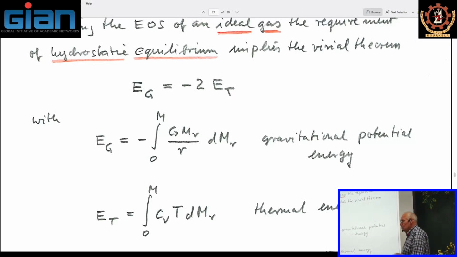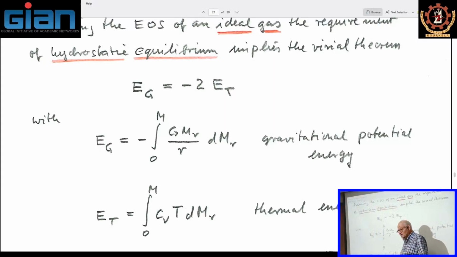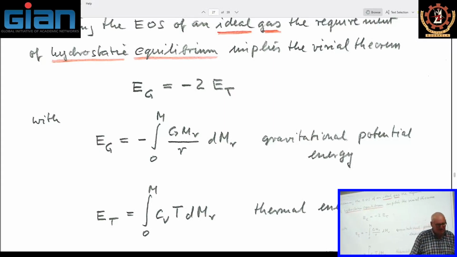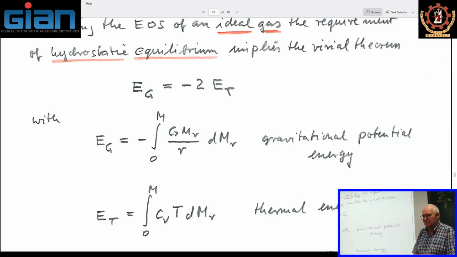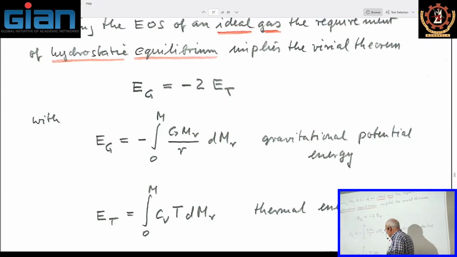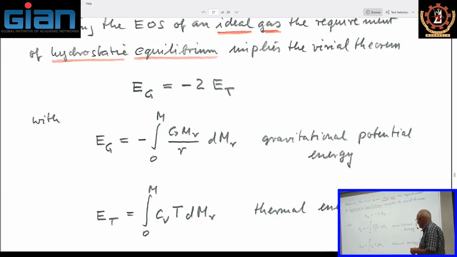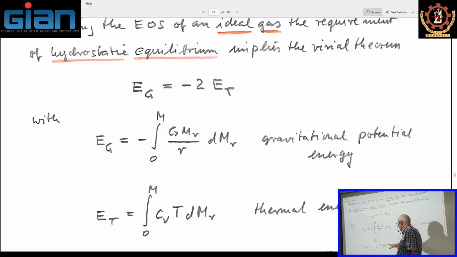The thermal energy, on the other hand, may be expressed by the integral over the heat content, which in this case is written by the specific heat at constant volume times the temperature. So this is the heat per mass and Kelvin. So CV times T is the thermal energy content per mass, and integrated over the mass it gives the total thermal energy content.